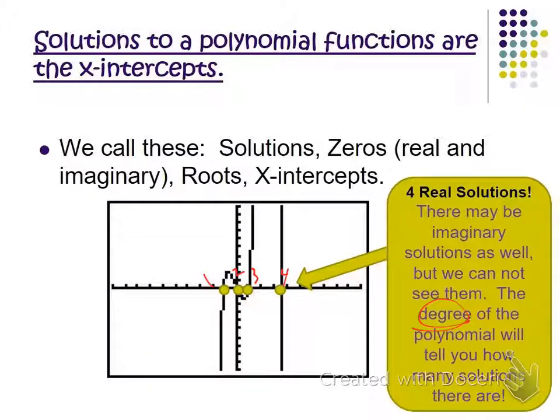Most of the time it will tell you how many places you should expect that function to hit the x-axis. Now that's not always true because like we just said, sometimes there are imaginary solutions and so therefore it would take away the number of times the function would hit the x-axis. So just some things to keep in mind as we go through this.